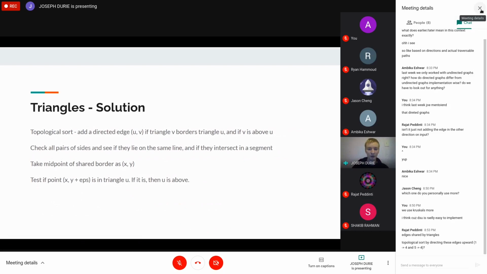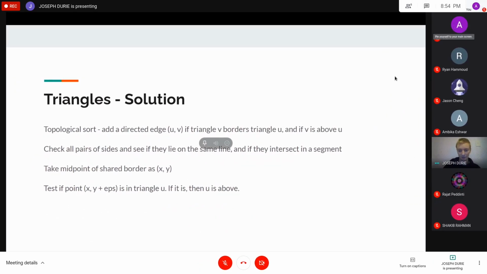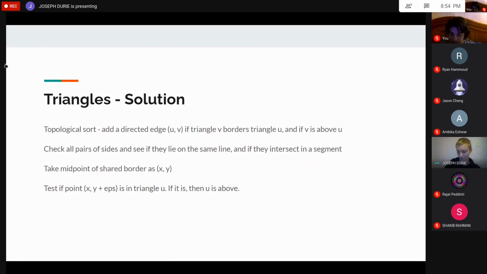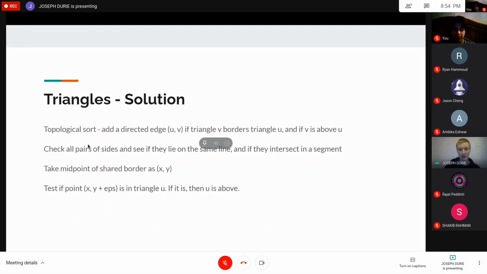The one tricky part about this is constructing the graph, figuring out when to add an edge between U and V. But basically what you can do is, given two triangles, check all pairs of their sides, so all 3x3 pairs. And you can see if they lie on the same line, and if they intersect. That's pure implementation, so we're not going to go into that now. But once you construct the graph, it's just toposort.